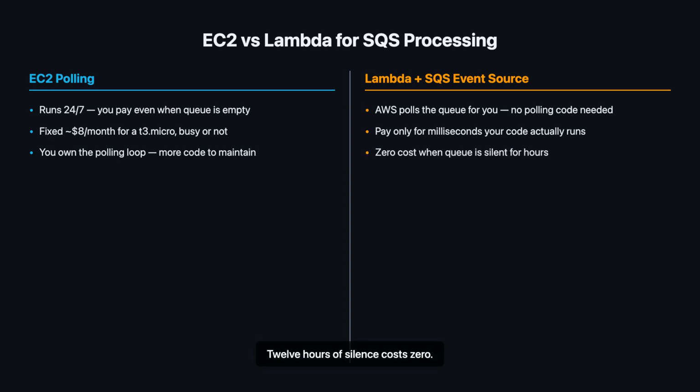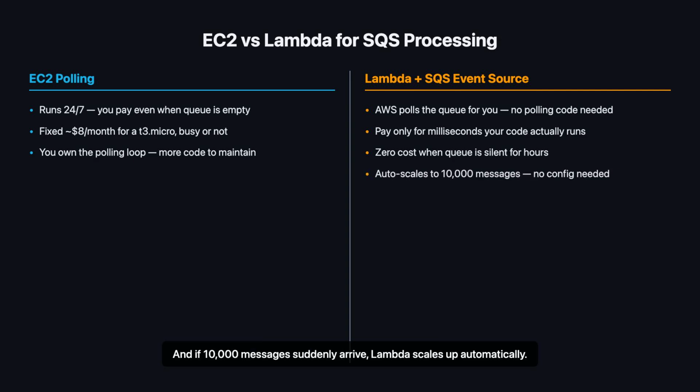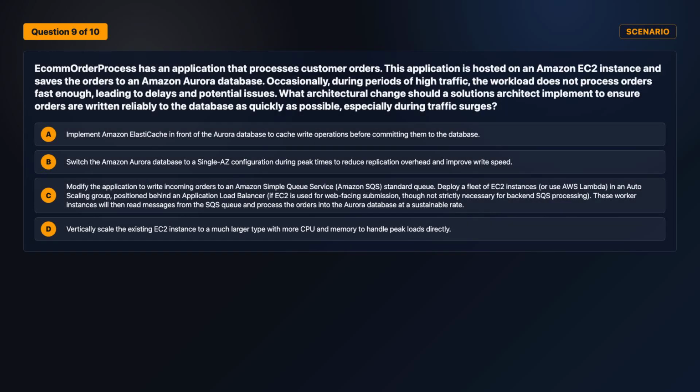12 hours of silence costs $0. And if 10,000 messages suddenly arrive, Lambda scales up automatically. That's the trap with A, B, and C. They keep the always-on EC2 cost. Lambda eliminates it. Next up, question 9.